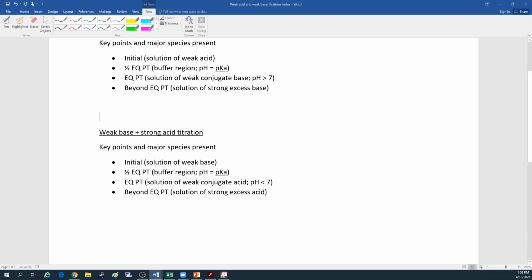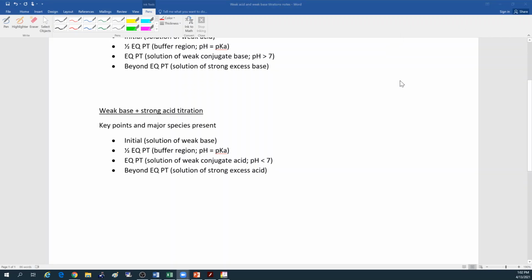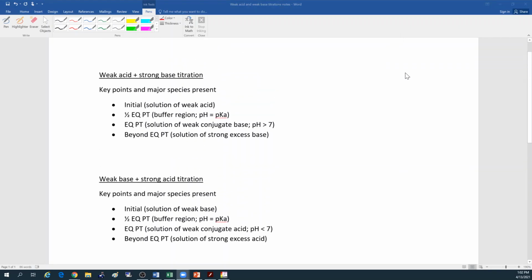All right. So today is going to be a really important lesson on weak acids being titrated with strong bases. And then I'll do a little bit on weak bases titrated with strong acids.